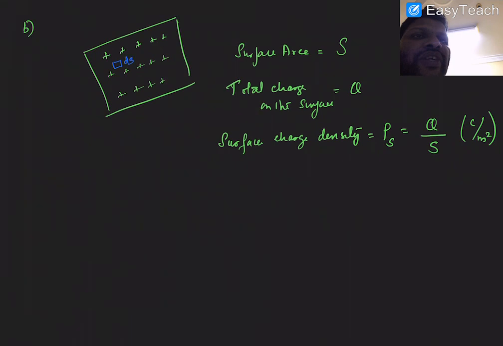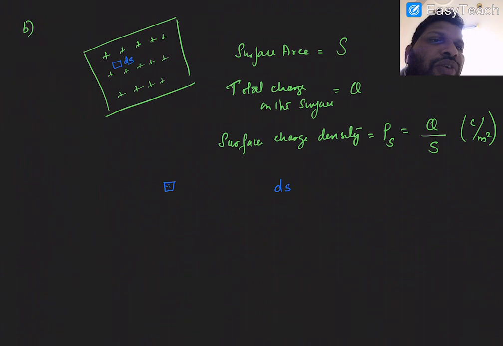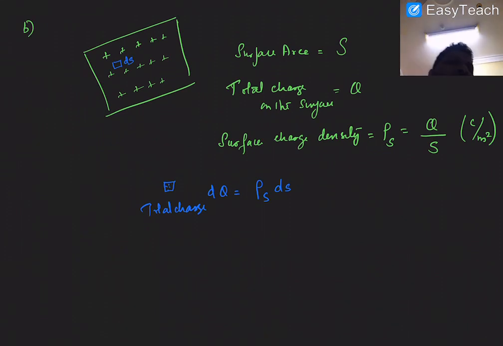Let's say this is ds. If you consider a differential surface ds, then the total charge on this differential surface ds is given here as rho s into ds.